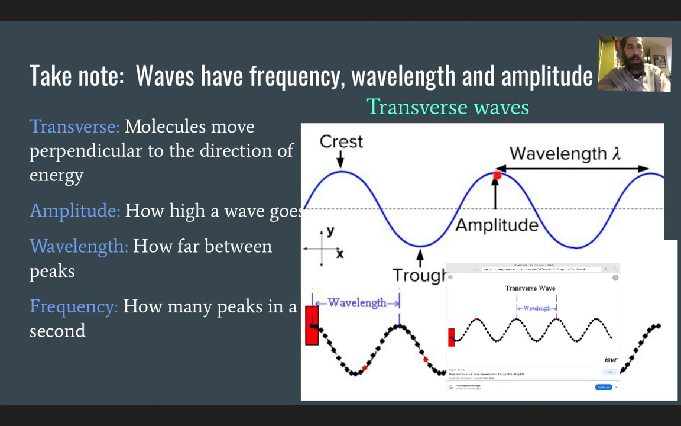Amplitude is how high the curve goes, or the peak goes, above the middle. Wavelength is the space between the peaks, and frequency is how many of these peaks pass by a particular point in 1 second.